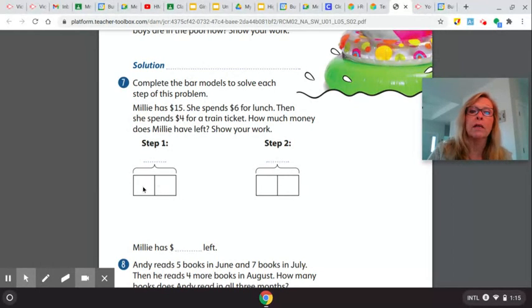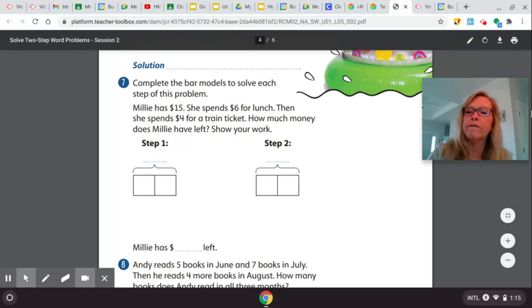Then what 2 numbers would go in here? So I know one is going to be 6. What is that other number? That's your job to figure it out. Then she spends $4 on a train ticket. So what is my number again? I have my 4, and then my answer is going to go in that box. How much does she have left?